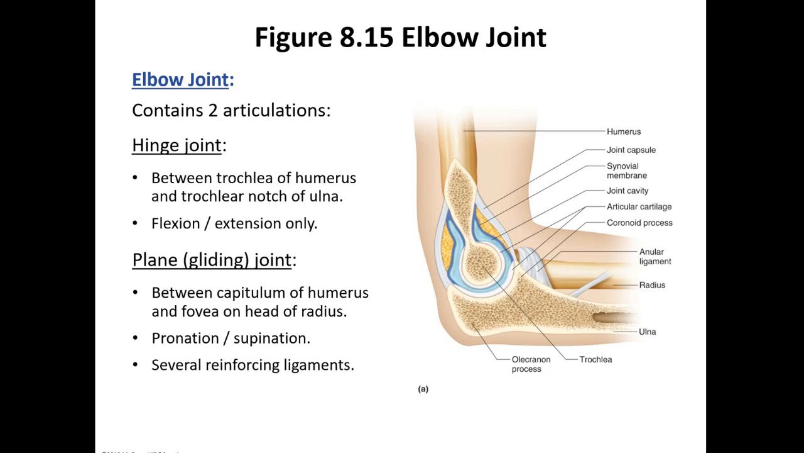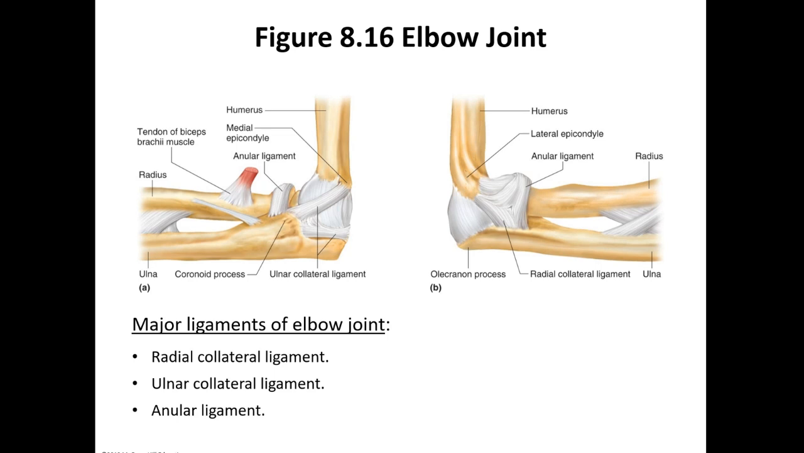And in this area, you're going to see there are several ligaments in place to help reinforce this movement. So here is diagram A showing us the ligaments. They're colored in white. Diagram B also shows the ligaments. The major ligaments that make this possible are the radial collateral ligament, ulnar collateral ligament, and annular ligament.